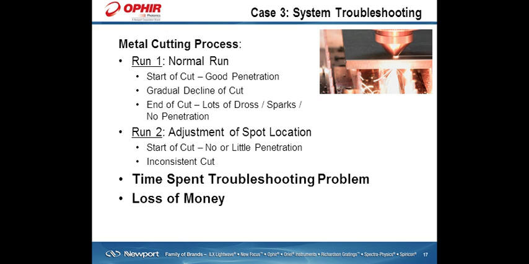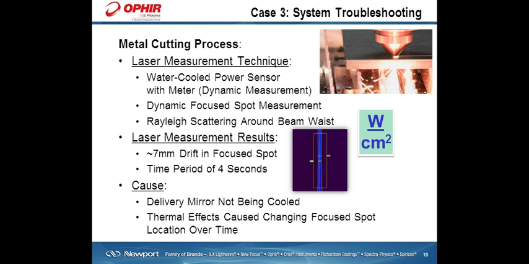So bottom line is they were not measuring their laser parameters, and this was the result. So we came in and we did a laser measurement technique. We took a water-cooled power sensor with a meter, so it gave a dynamic measurement. So when the laser turned on, you have a power. Several seconds later, you've got a second power. So it's a dynamic measurement of the laser. And then we also used a device that uses Rayleigh scattering to show the focus spot location measurement, okay? So it was giving a real-time visualization and measurement of the focus spot location.